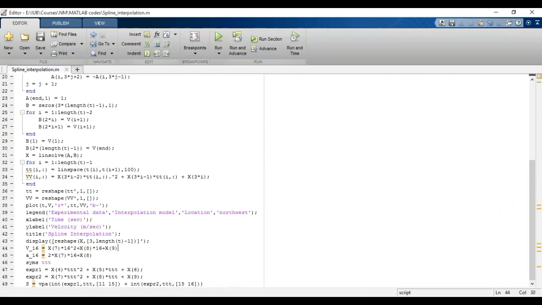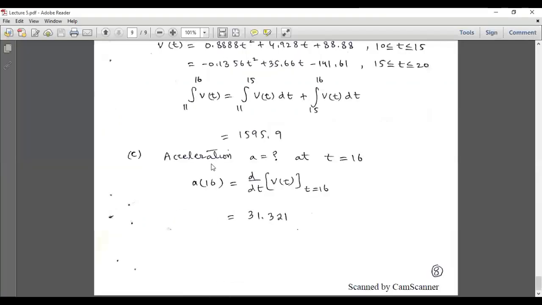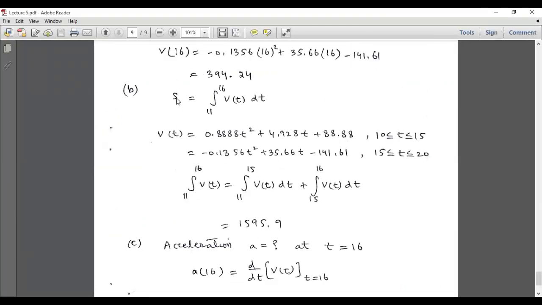Now in the final part we have to evaluate the distance that the rocket has covered from t equal to 11 to t equal to 16. This is a slightly trickier part of this example. Here you can see that the interpolation function from 10 to 15 is different, and from 15 to 20 is different.